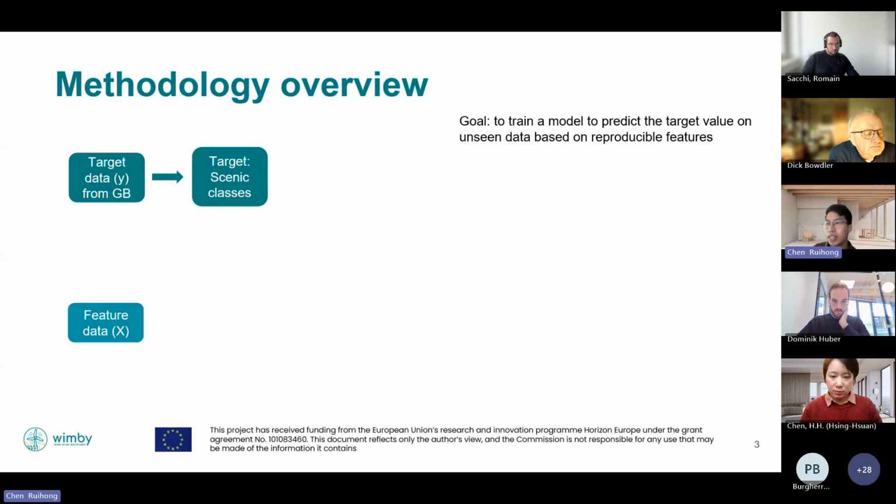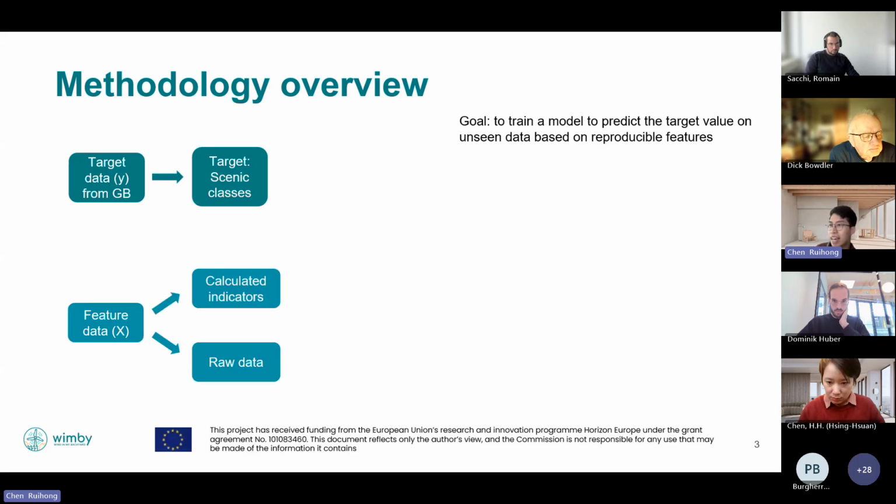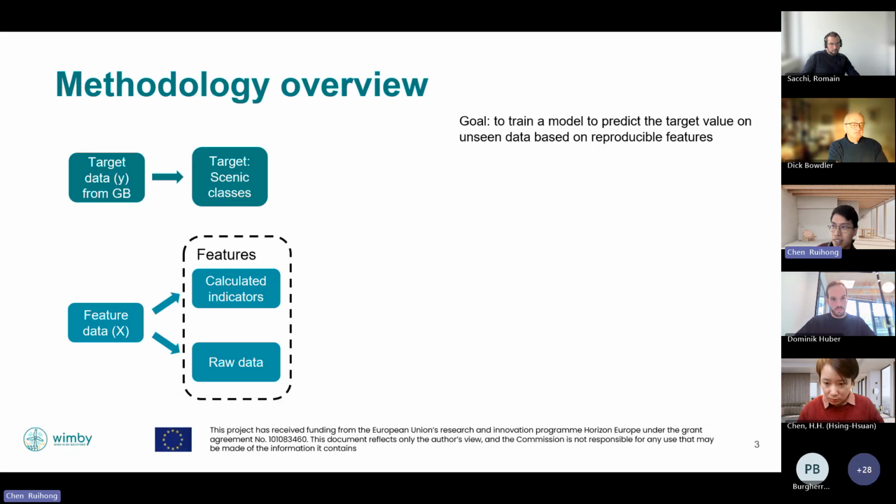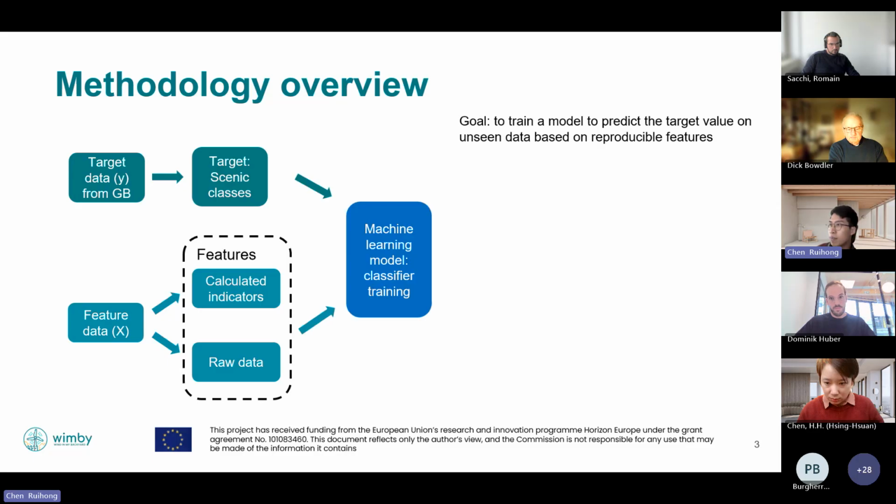And then we have the feature data, which is the X. You use X to predict the Y. Using the feature data, we use some calculation, and then we have these calculated indicators, and we have some features that we directly use the raw data to fit into the model. These are the two kinds of features that we use, and both the target and the features we feed into the machine learning model to train our classifier.